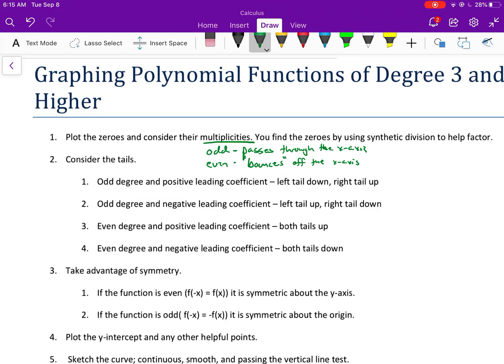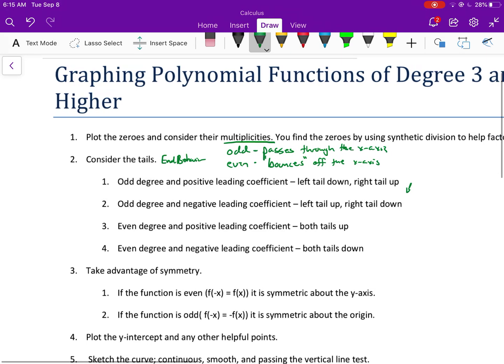We can consider the tails. What's going to happen at the end? This we also call end behavior. We could have a little chart as well. Odd degree and positive leading coefficient: the left is down and the right is up. So left tail is down, right tail is up. Could be other things going on in there, but left tail down, right tail up.